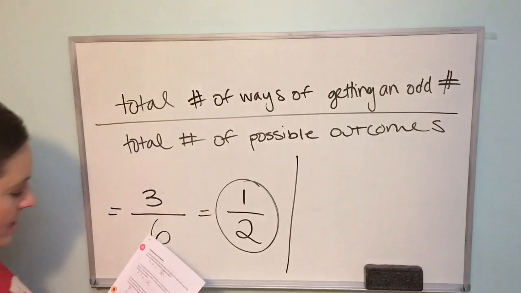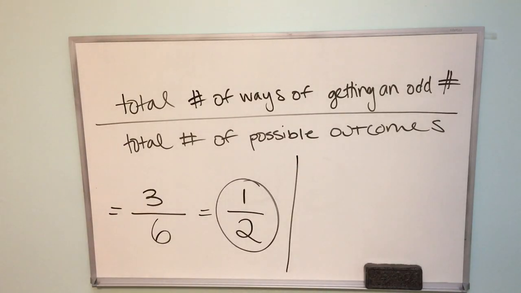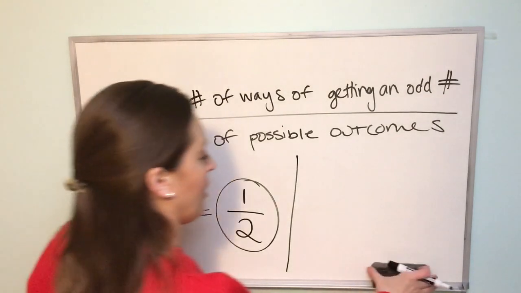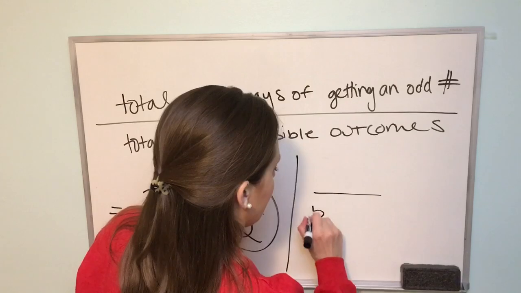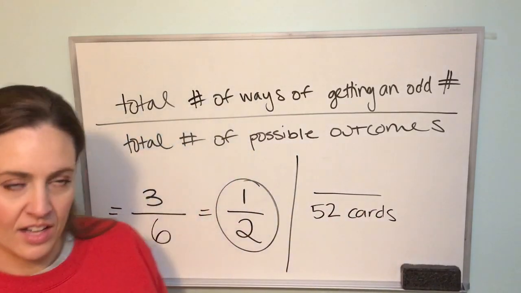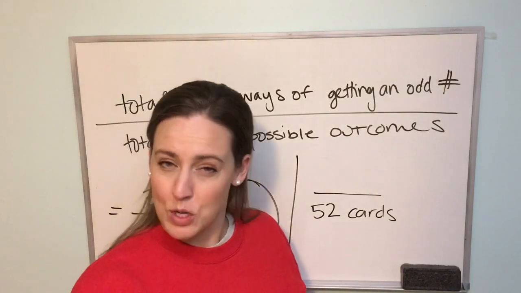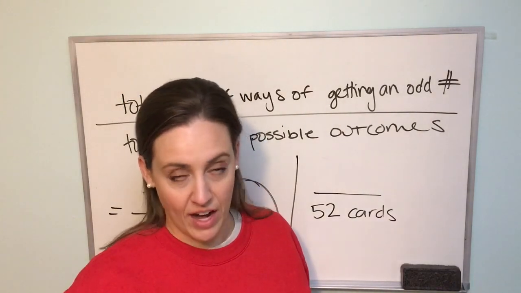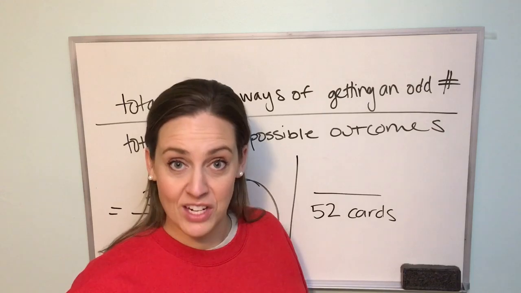The next bullet point: drawing a black card, a club or a spade, from a standard deck of cards. Well, one thing you might want to know is how many cards are there in a standard deck? There are 52. And how many of them are black? Half are red and half are black, right? So you might know right off the bat, it's just 1/2. Half are red and half are black. And that would be the correct answer.